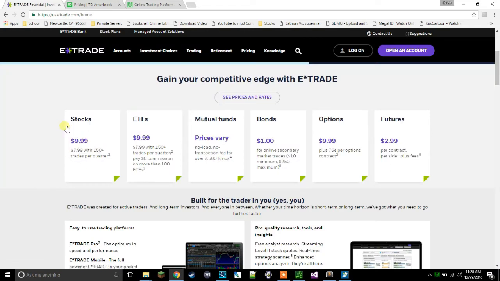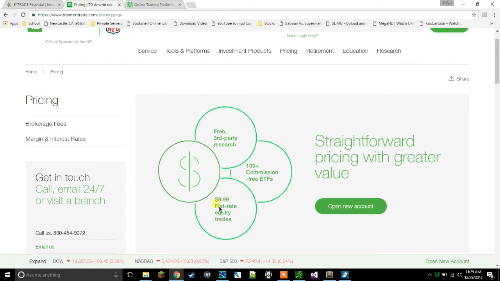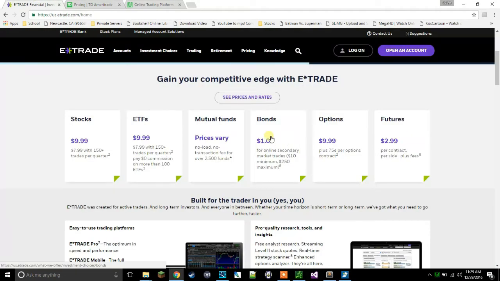Basically, if you have more money, it's a better deal, but if you have less money invested, then it's not as good a deal. There's also an upside for E-Trade, when you buy bonds. This is always $10, but here it's only a $1 flat rate.